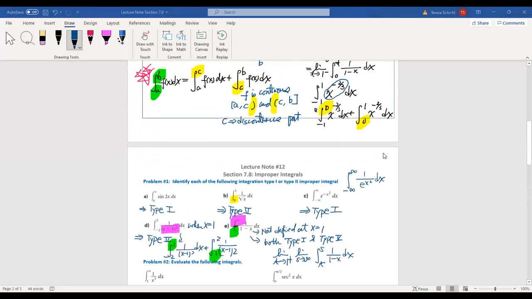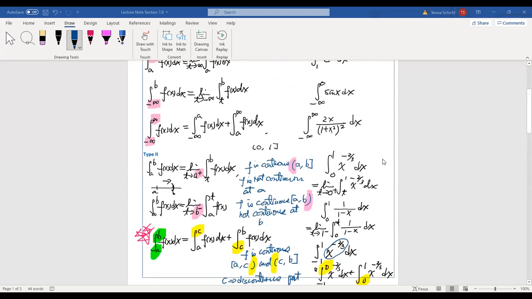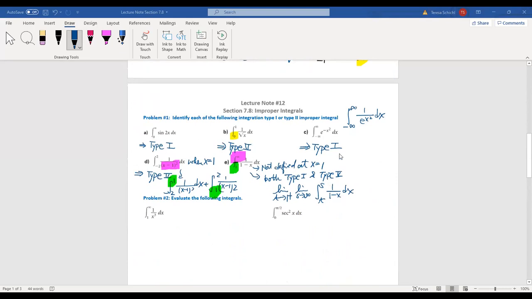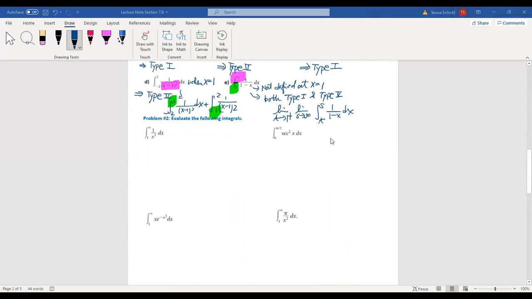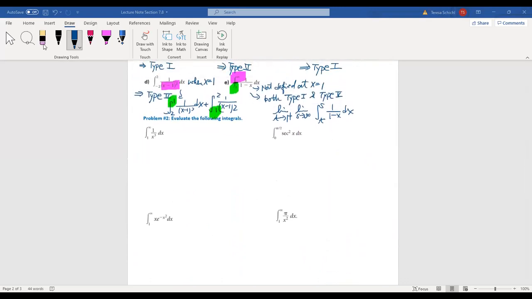Okay, so this is what we did from the previous video. We talked about type 1 and type 2, and then we did a simple example to identify the type 1 and the type 2s here. Okay, so now we are going to take a look at some examples here.